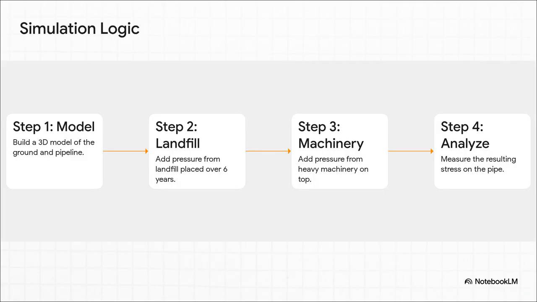So how'd they actually run this thing? Well, step one, you build a perfect 3D model of the pipeline and all the ground around it. Step two, you start adding the real-world pressure. In this case, that was the weight of a landfill that was piled on top over 6 whole years. Step three, you add even more pressure from the heavy machinery that was working up there. And finally, step four, you measure the stress. You get to see exactly what all that weight was doing to that pipe.